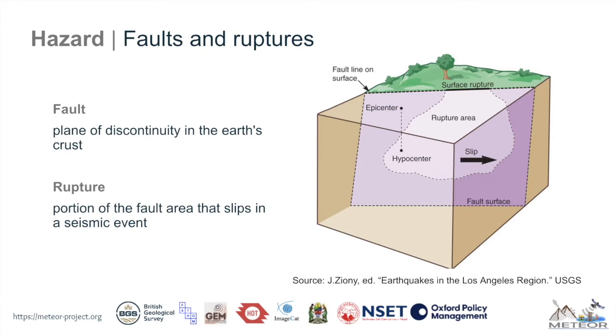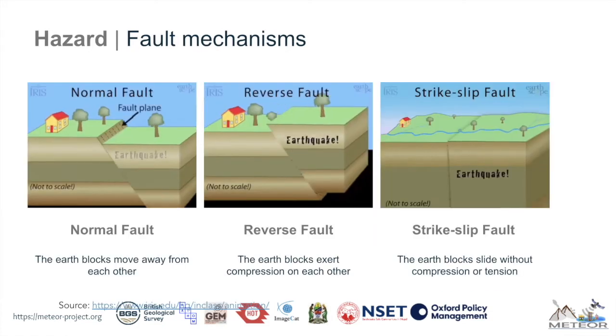Seismic sources, or faults, are planes of discontinuity in the Earth's crust. When a seismic event occurs, only a portion of the fault breaks, which is called a rupture. Here are examples of different fault styles or mechanisms.